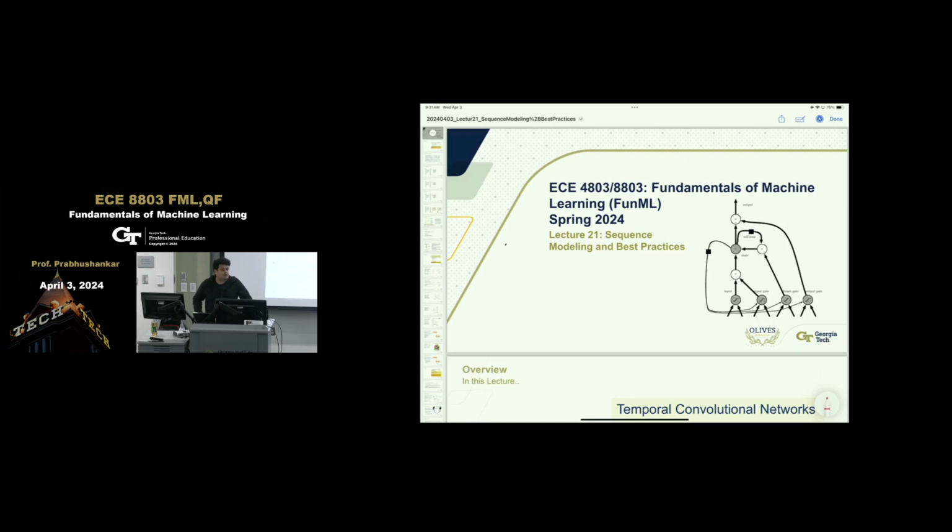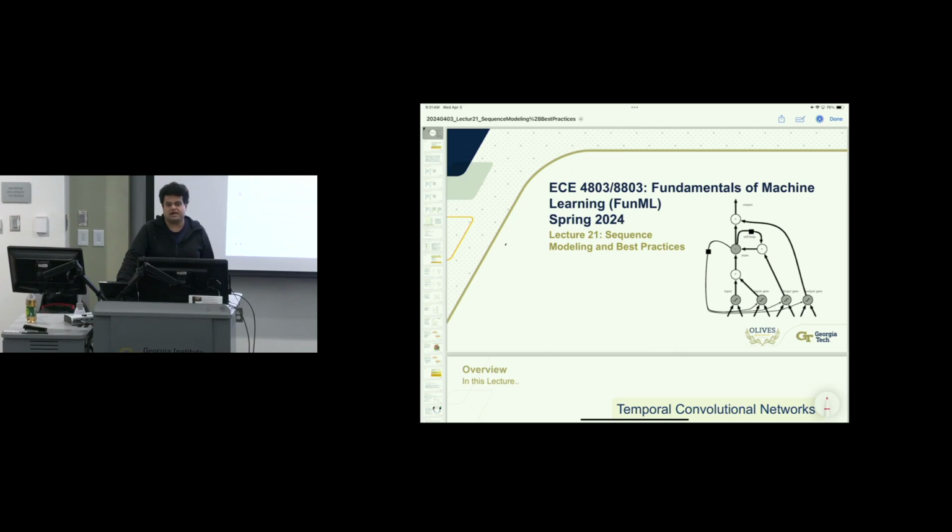Hello, good morning. So today is going to be lecture number 21, and we're going to continue our discussions on sequence modeling and hopefully complete it somewhere in the middle, followed by a few slides on best practices. Today will be the last day we'll discuss architectures and applications. From next week onwards, it's going to be explainability and different paradigms of machine learning, which specifically are self-supervised learning, active learning, transfer learning, and some introductions into reinforcement learning and so on.